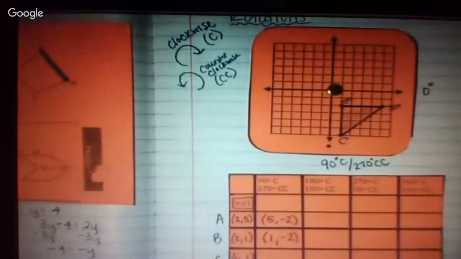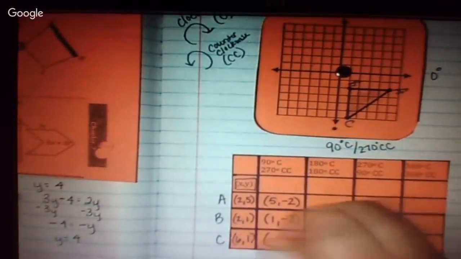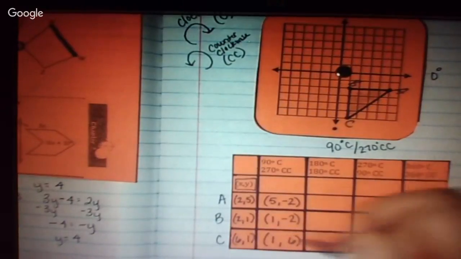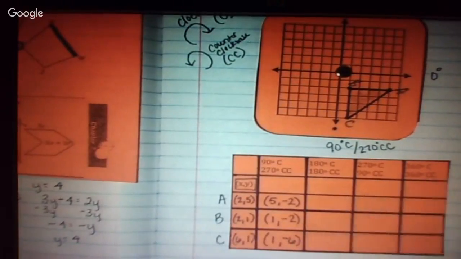They're flipping. Okay, so we're taking the numbers and we're flipping them. And then what? We change the sign of that second number. So 6, 1, we should flip the points. This should be 1, 6. And then we change the sign of the second number, so it becomes -6.